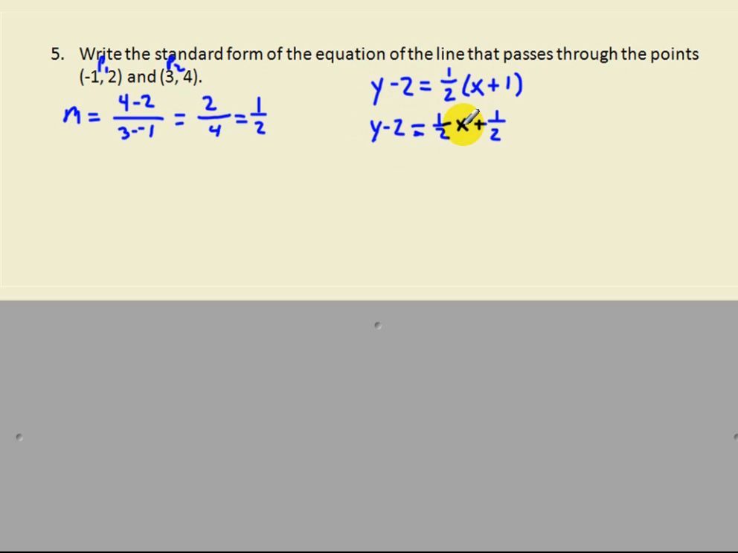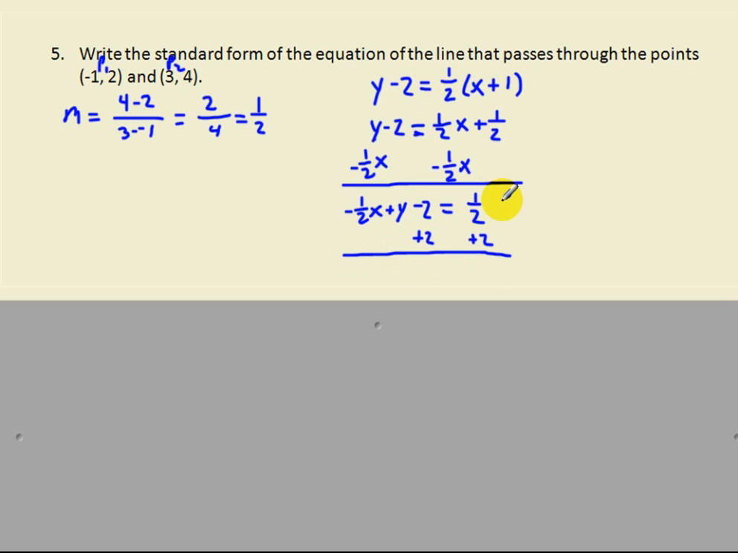Then I'm going to move the term with x over to the left hand side. Because that's a positive 1/2 x, we'll subtract 1/2 x from each side. So it becomes negative on the other side of the equation. So we get negative 1/2 x plus y, since that's positive, minus 2 equals 1/2. And then our last step is to move that constant, the subtracting 2, to the other side of the equation. So we'll do that by adding 2.